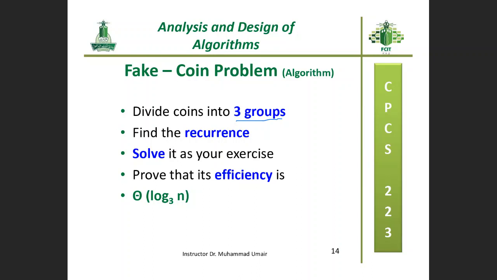Okay, so now your task is to write a recurrence for this solution when you have divided the coins into 3 groups, and then solve it and prove that its efficiency will be theta of log n base 3. This is your exercise. Is it clear? So you have to write a recurrence and try to solve it. And your solution must be theta of log n base 3. This is your exercise. You can do it yourself, okay?